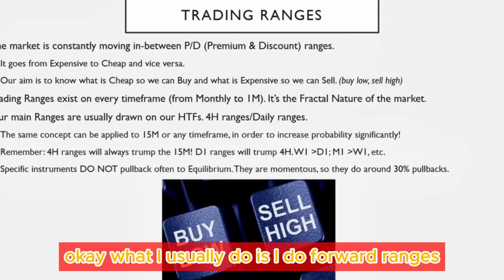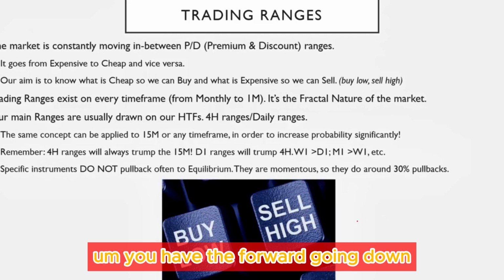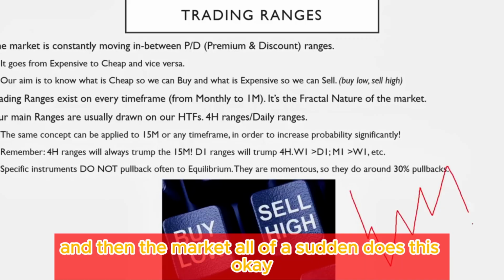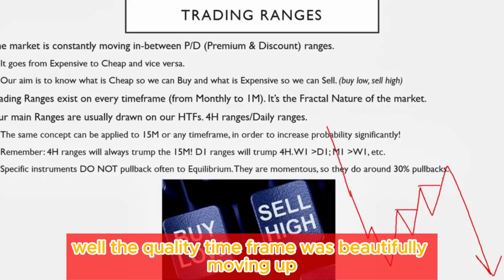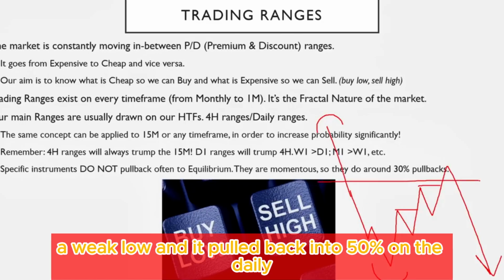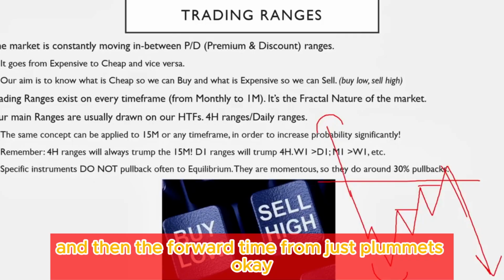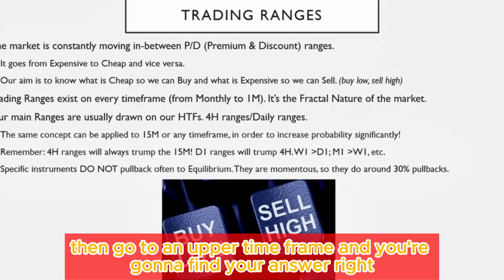Okay. What I usually do is I do 4-hourly ranges absolutely always. And then I'm always going to be aware of the daily ranges, because what happens sometimes is you have the 4-hourly going up, right? And then the market all of a sudden does this. Okay. And then you're like, okay, well, the 4-hourly time frame was beautifully moving up, so why did it go down? Well, it's because the daily time frame had a strong high, a weak low, and it pulls back into 50% on the daily, and then the 4-hourly time frame just plummets, okay? So if you ever get a stop loss or a wrong direction, then go to an upper time frame, and you're going to find your answer, right?